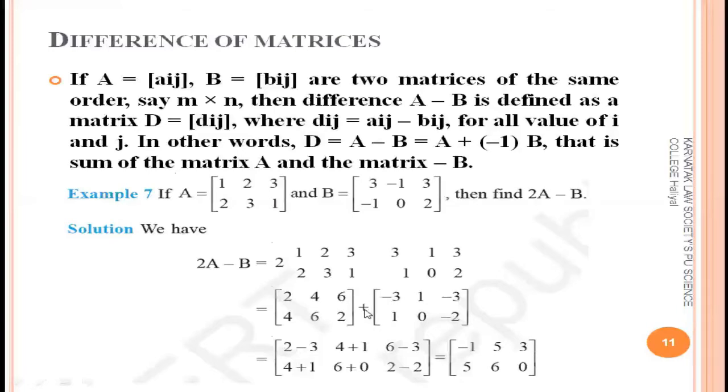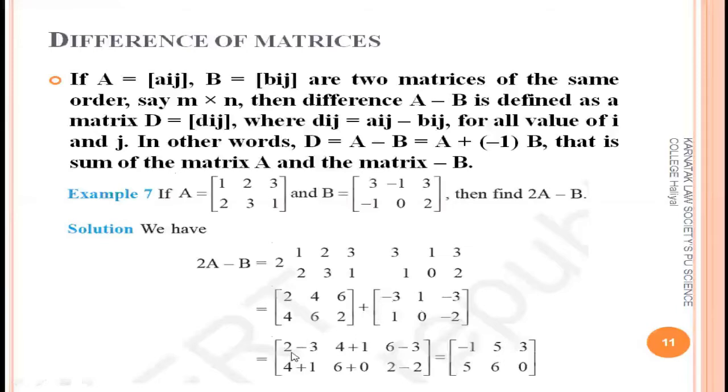So minus, that is B matrix, minus 3, 1, minus 3, 1, 0, minus 2. What I have done here, instead of minus A minus B, I have taken plus and multiplying the matrix B by minus 1. That's why it's not 2A plus B, it is 2A minus B only. I have taken here minus 1 inside the matrix B.